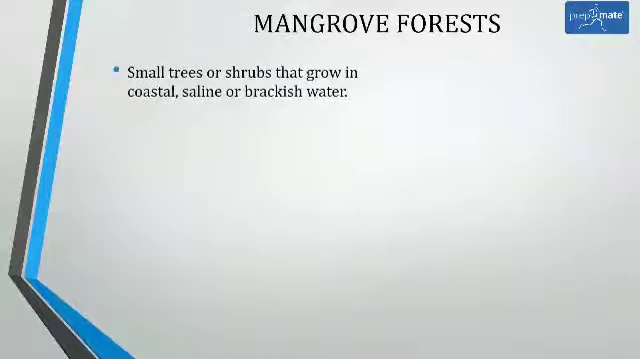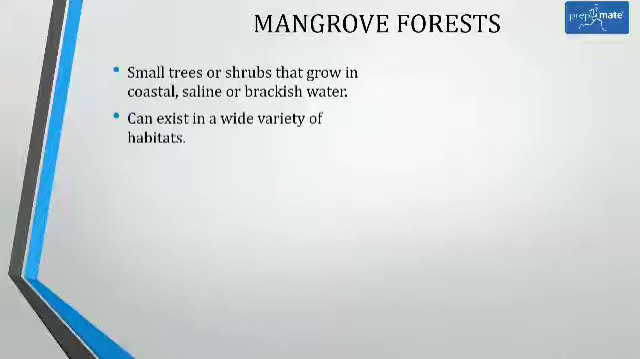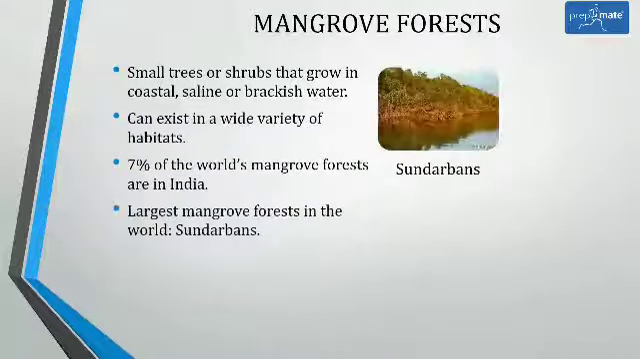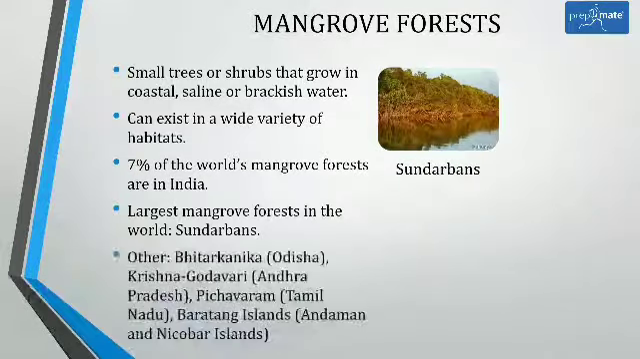Mangrove forests. A mangrove is a shrub or a small tree that grows in the coastal saline or brackish water. Mangroves have the ability to exist in a wide variety of habitats. India is home to 7% of the mangrove forests of the world. The largest mangroves in the world, the Sundarbans, are located in India.